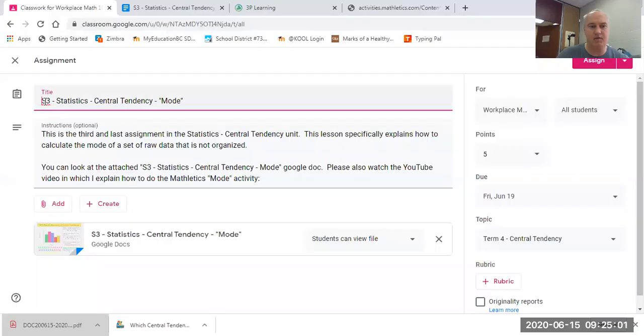This is the third and last lesson in the Statistics Central Tendency unit. This one is on the mode, which is the most frequently occurring value in a set of data. So let's take a look at what this looks like. Once again, the assignment that you're going to see in Google Classroom is called S3, Statistics Central Tendency, and the actual Mathletics assignment is called Mode.